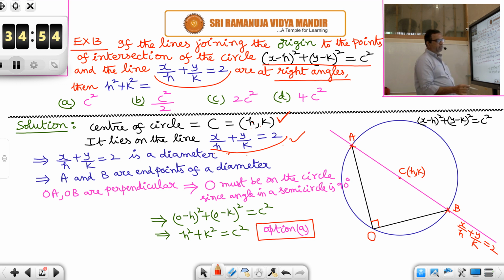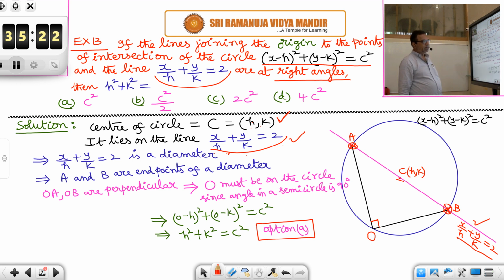The line is passing through the center means the line is a diameter. So that is why I have drawn a diameter to the circle. Center is (h, k). The line x by h plus y by k is equal to 2 is just passing through the center of the circle, so it is a diameter. The circle and the line are intersecting at the 2 points A and B. Means A and B are nothing but endpoints of a diameter.